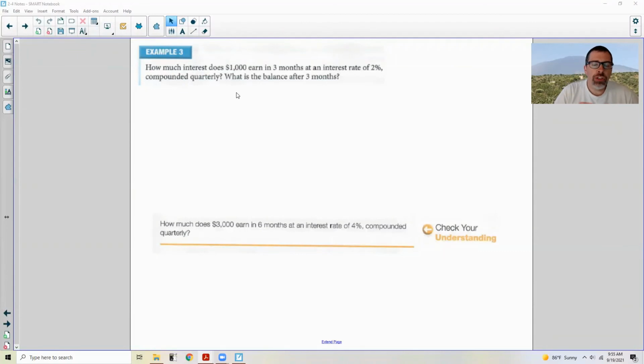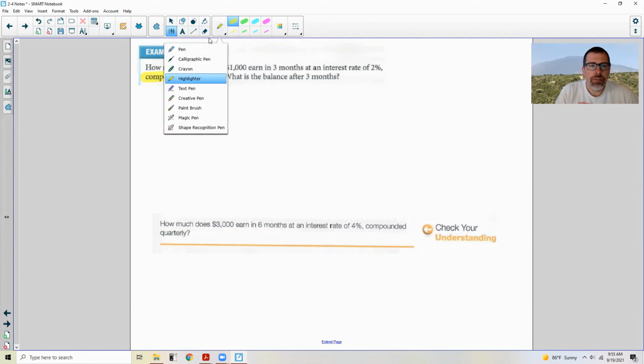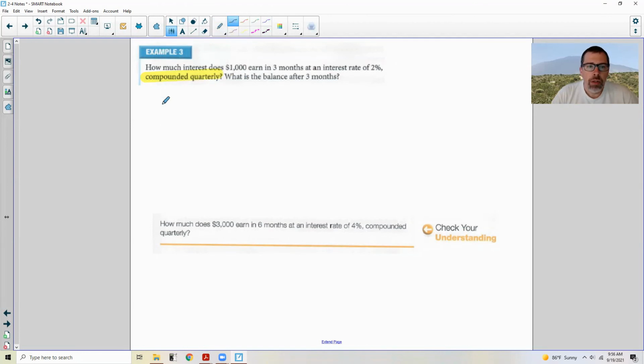Okay, example 3 says, how much interest does $1,000 earn in 3 months at an interest rate of 2% compounded quarterly? So the key here is compounded quarterly. And it's asking what the balance is after 3 months. Okay. So that's a simple interest equation. So we're going to write I equals PRT. And off to the side here, what is I, what is P, what is R, and what is T? How much interest? So we're trying to find I.